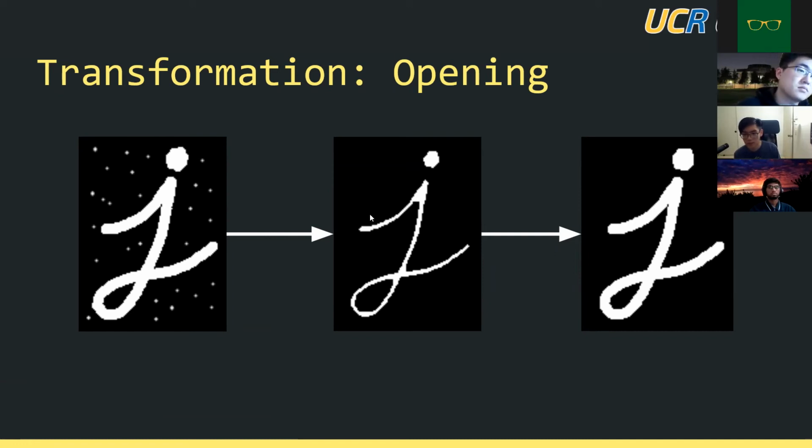And we can do that again by saying, okay, which black pixels are touching white pixels? Well, it's everything around the outline of the J. So we can turn the outline white and we have a thicker J here. Do you have any questions on that for now?